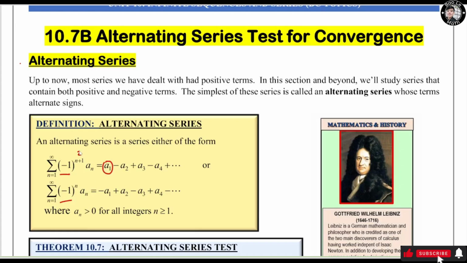The second term, this one becomes an odd number, so negative 1 raised to the odd number is going to be negative. So the second term is going to be negative, and so on. The third term is positive, the fourth term is negative. Or you're going to see this one right here, only to the power of n, where the first term becomes negative and the second term becomes positive, where a sub n is positive for all integers n greater than or equal to 1.